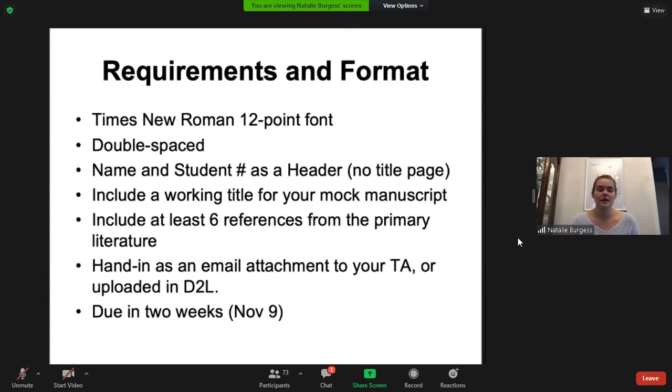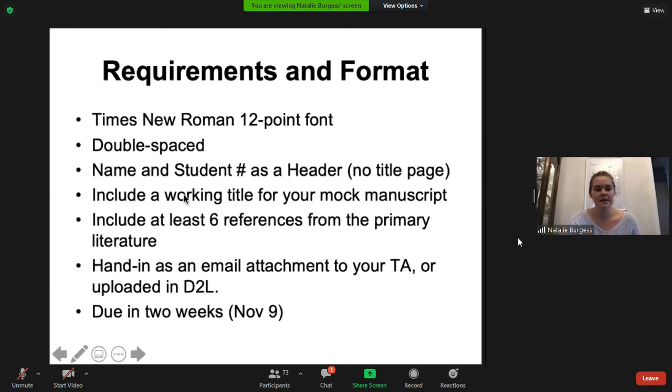The format, you guys are going to be doing it in Times New Roman 12-point font. I recommend actually just changing the default in Word, if you have it, to be Times New Roman. That way you aren't automatically defaulted to Calibri or anything like that. It has to be Times New Roman. Just set the default. It makes your life a lot easier. You don't have to think about it anymore.